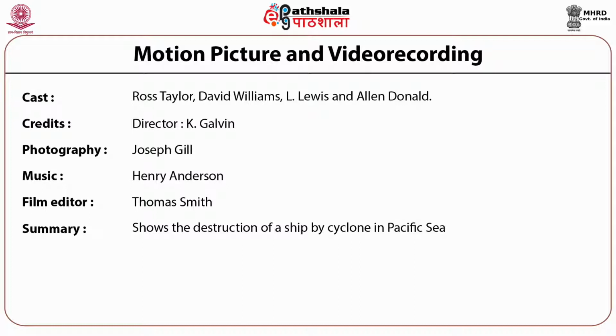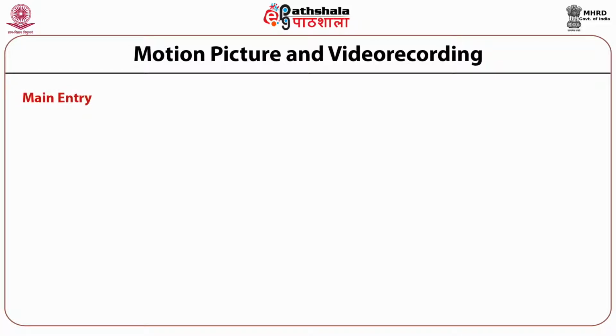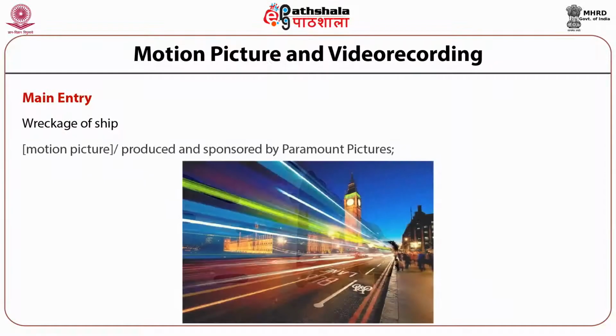Now, I will show you how I have prepared the main entry. As I told you repeatedly, title is the most important, so very rightly I have prepared the main entry under title. What is the title? Wreckage of Ship. Then I brought the motion picture, that is the GMD, and immediately gave a slash, because the producer has also made a most important contribution. Immediately, according to the rule of AACR 2, I have written produced and sponsored. He has produced and sponsored by Paramount Pictures.